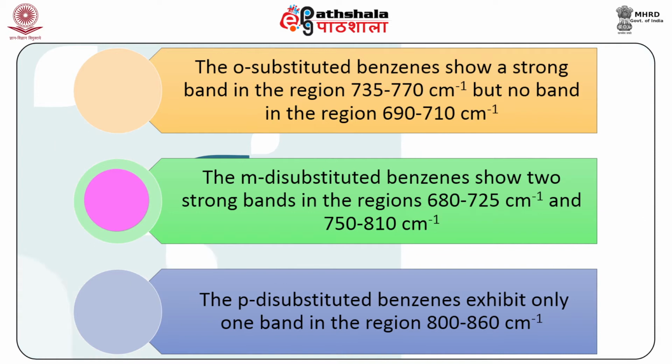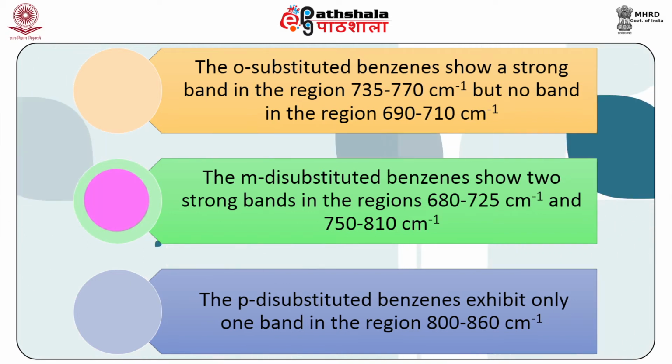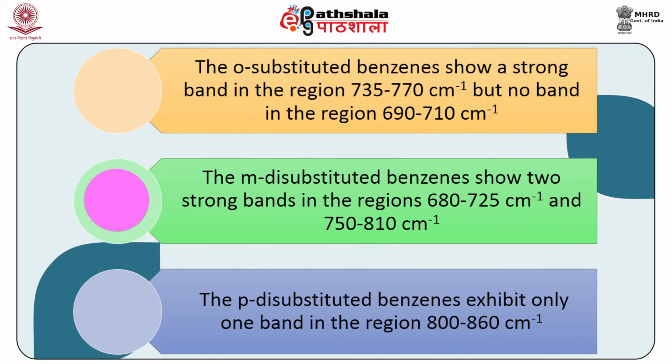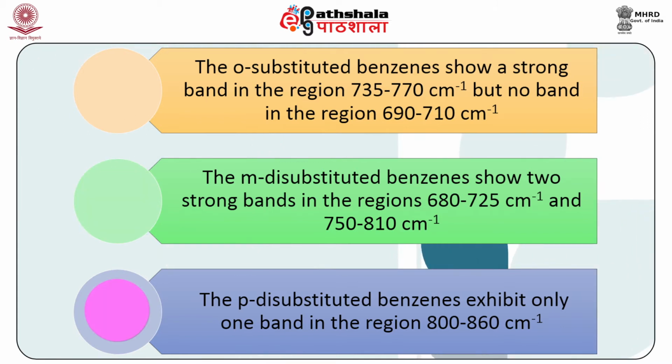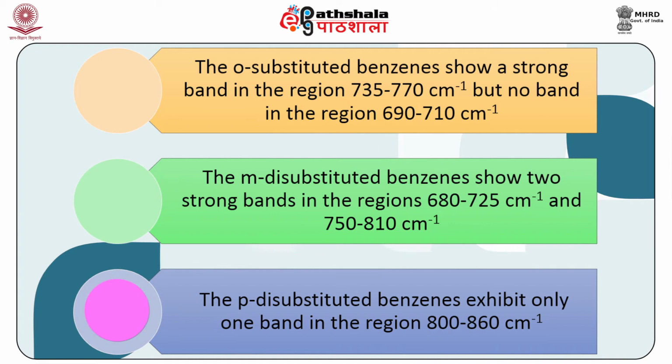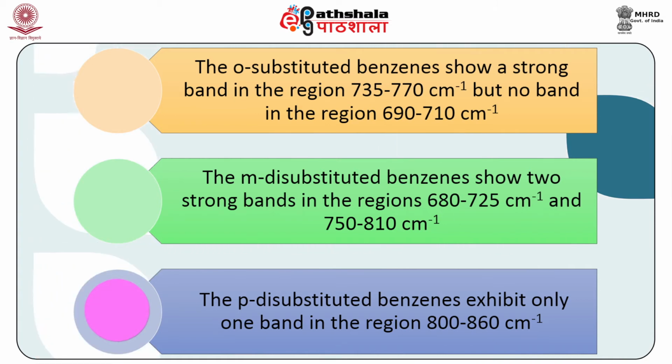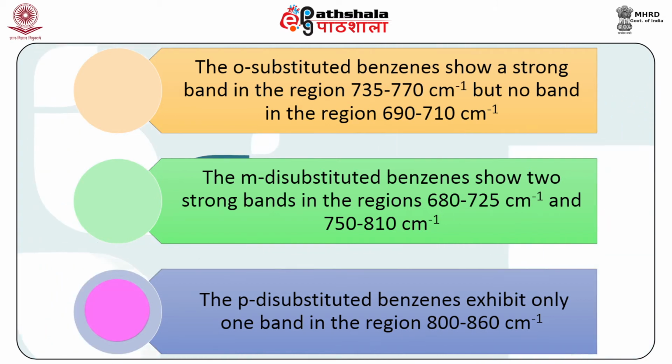The meta-substituted benzenes show two strong bands in the regions of 680 to 725 cm⁻¹ and 750 to 810 cm⁻¹, whereas para-disubstituted benzenes exhibit only one band in the region of 800 to 860 cm⁻¹.